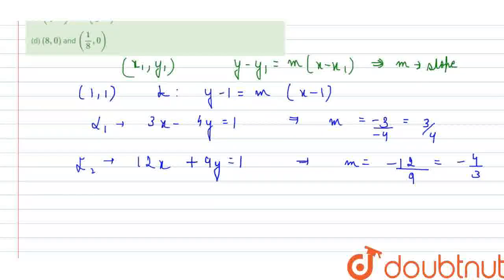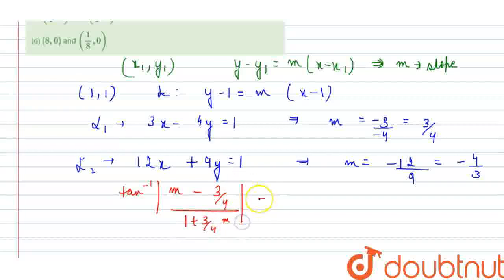Now, since they make equal angle, it means that theta would be the same. If the slope of this L is m and the first is 3 by 4, then theta would be equal to tan inverse of (m1 minus m2) upon (1 plus m1 m2). This is m and m2 is 3 upon 4, so that is 1 plus 3 upon 4 of m. It makes an equal angle with the other line also, so that would be tan inverse of (m plus 4 upon 3) upon (1 minus 4 upon 3 m).